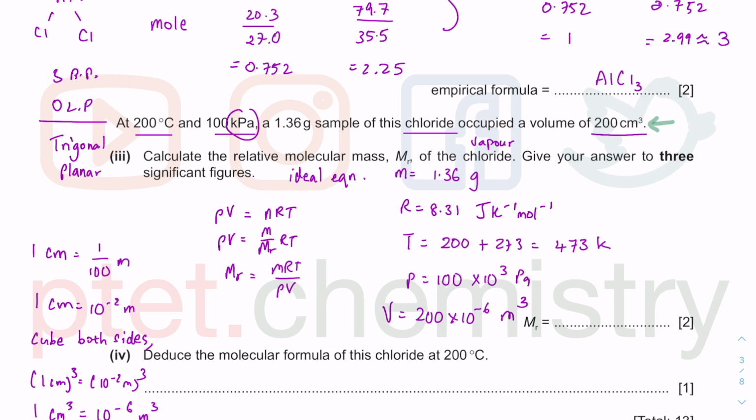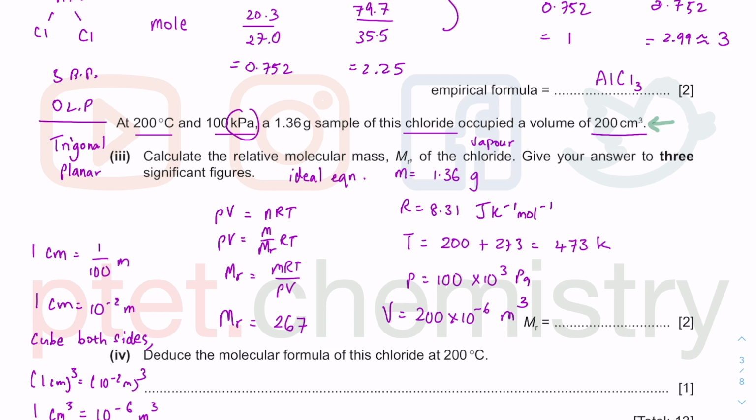I've got all of these in the correct units now. I've got the expression, so I don't really need to write them down again. I already did the hard work. I already specified to the examiner I know what I'm doing. I just need to press my calculator now. 1.36 multiplied by 8.31 multiplied by 473 divided by 100 times 10 to the 3 divided by 200 times 10 to the minus 6. Make sure you know how to key this into your calculator, obviously.